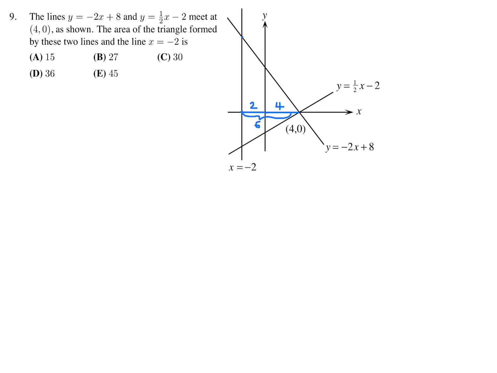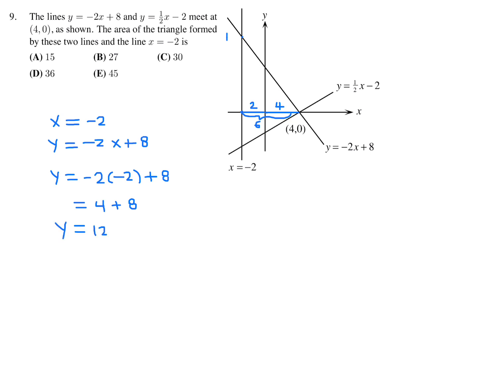So first I'm going to concentrate on this point right there. I can figure that out with the following two equations, x equals minus 2, and y is equal to minus 2x plus 8. So substitute x equals minus 2 into this one. We get minus 2 times minus 2 plus 8. So that looks like 4 plus 8, and that is 12. So y equals 12, so this is 12 right here. So that means the distance from here to here is 12.